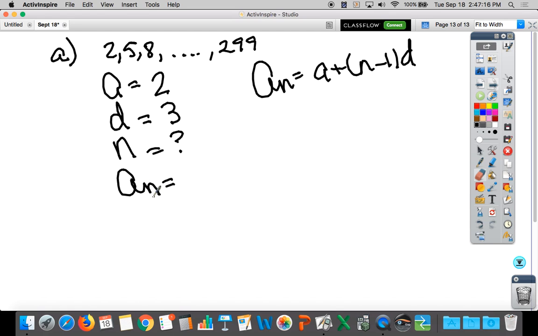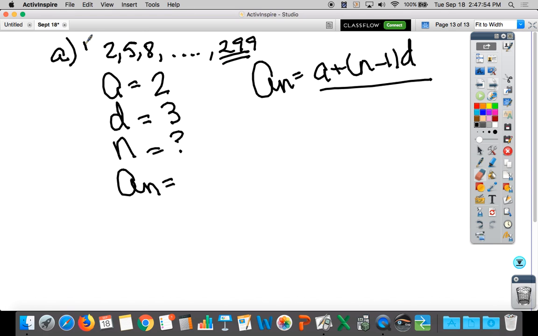Okay, your a sub n, remember what I told y'all. Was this not the formula that we basically used for finding the 7th term, the 12th term, the 20th term? So your a sub n would be the term of this. When I put n as whatever, I'm going to get 299. So this is the last one, the very last number in the sequence. I want to know what n number that is.